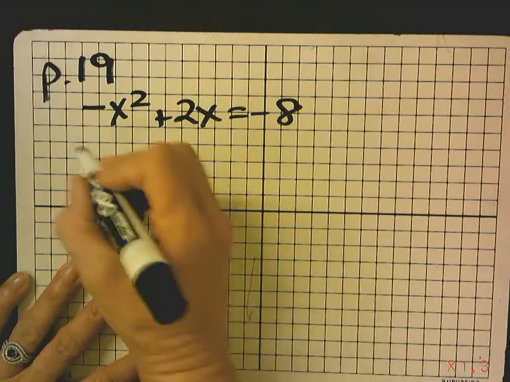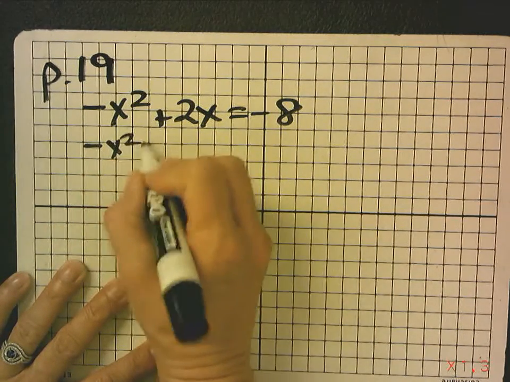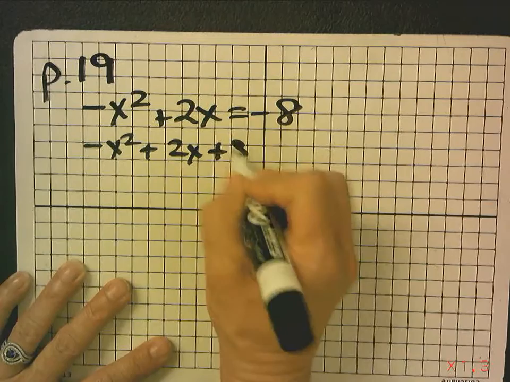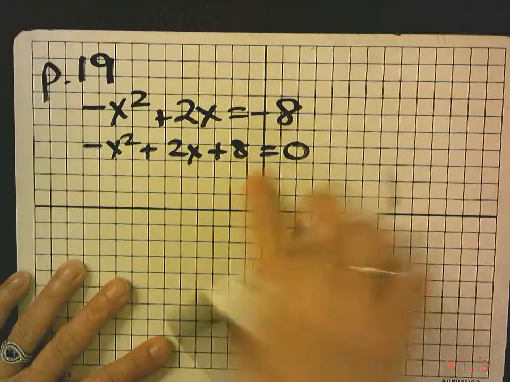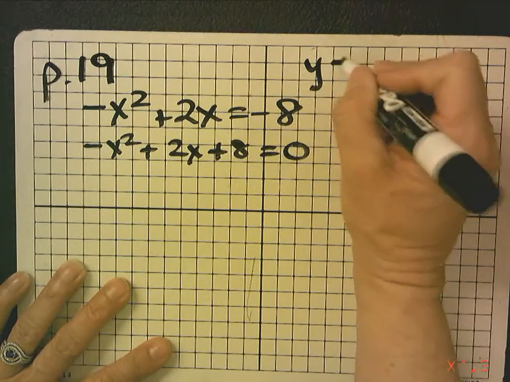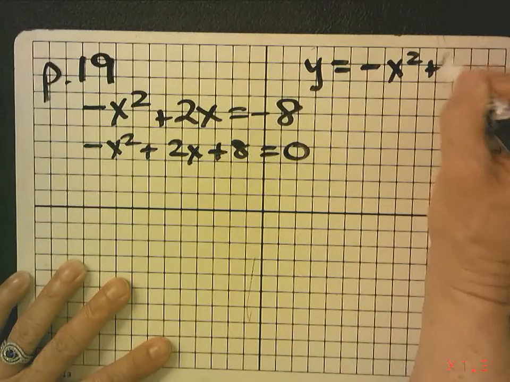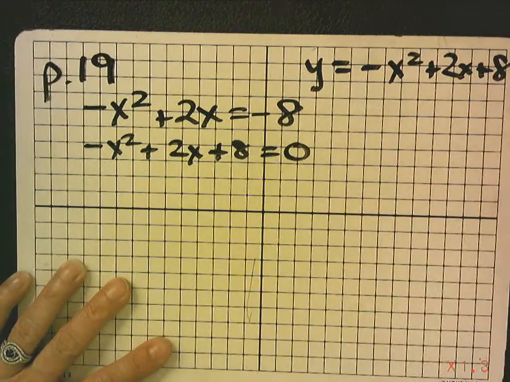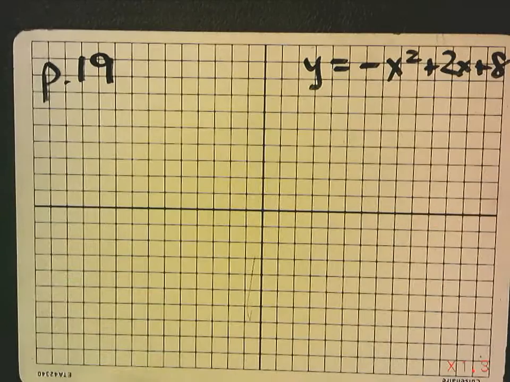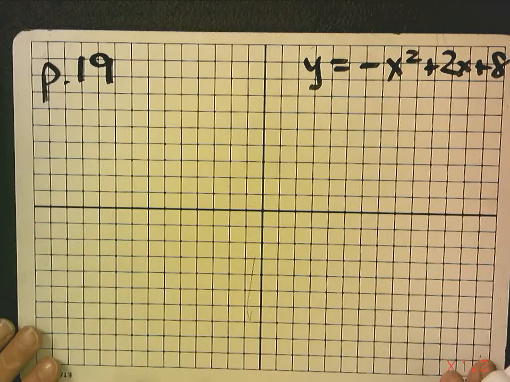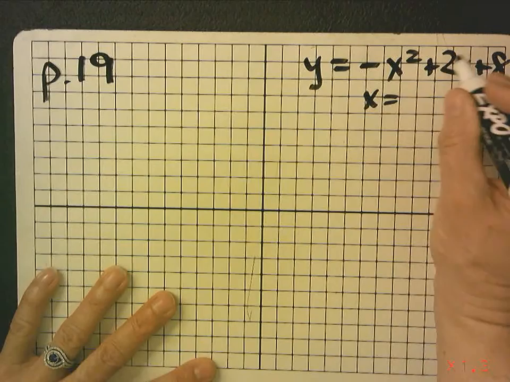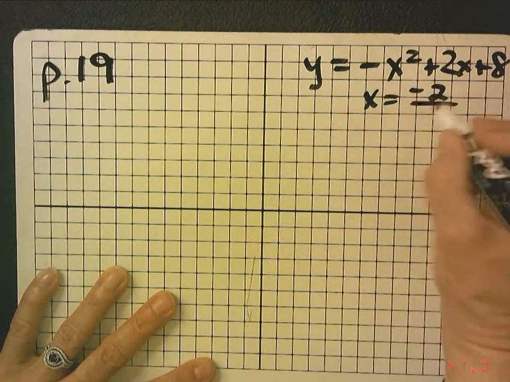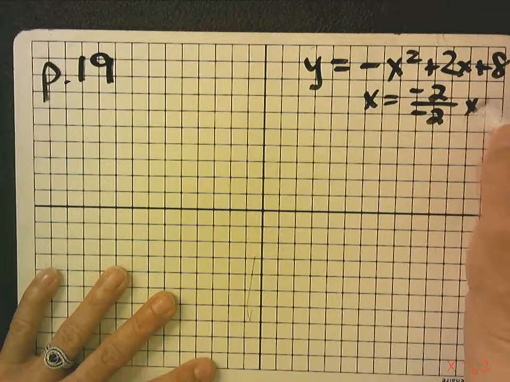So to do that, I add 8 to both sides, and now I can see that this is in standard form, and the related function is y equals negative x squared plus 2x plus 8. So I am going to graph this, and this is going to help us find a solution. To graph this, first I find the axis of symmetry. Our axis of symmetry is x equals negative b, which is negative 2, over 2a, which is negative 2. So it's x equals 1.